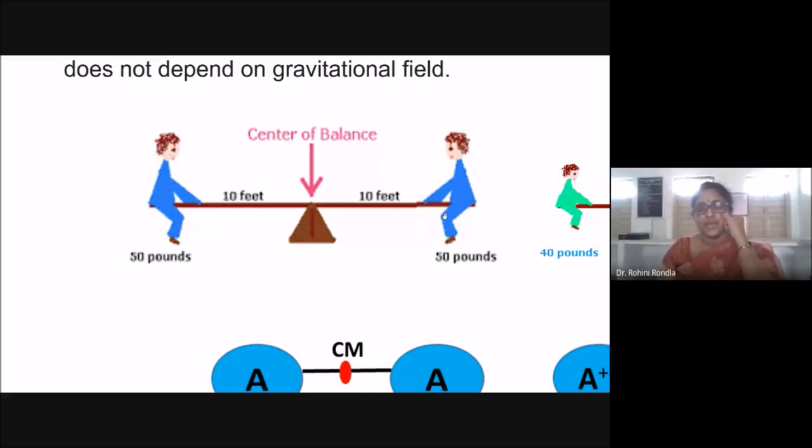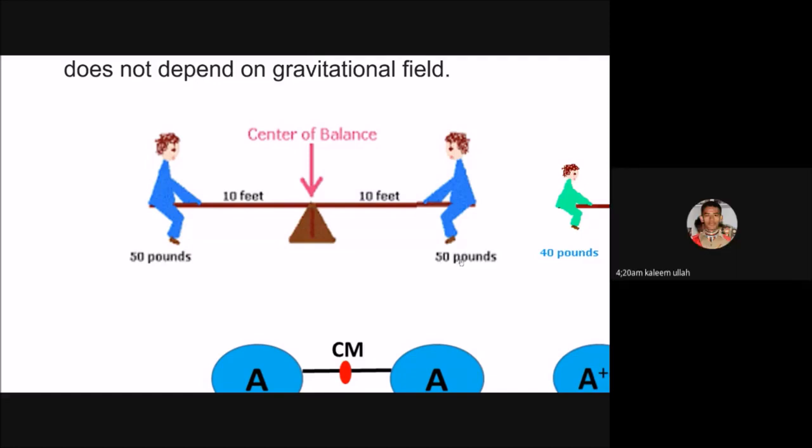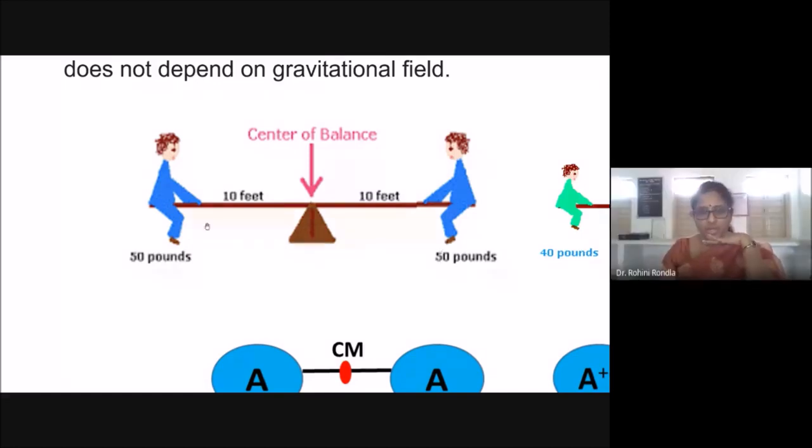Okay, and this right side boy and this center of balance also 10 feet. Right, iddaru kuda equal distance lo kurchunnaru. And one more point, their weight, ikkada entundi weight inadi 50 pounds, here 50 pounds. They have same weight. Weight same unnaru, equal distance lo kurchunnaru. So the center of balance is located here, middle lo untundi.